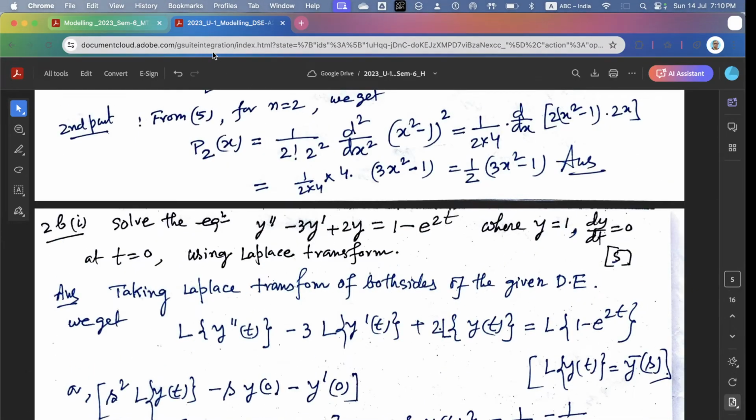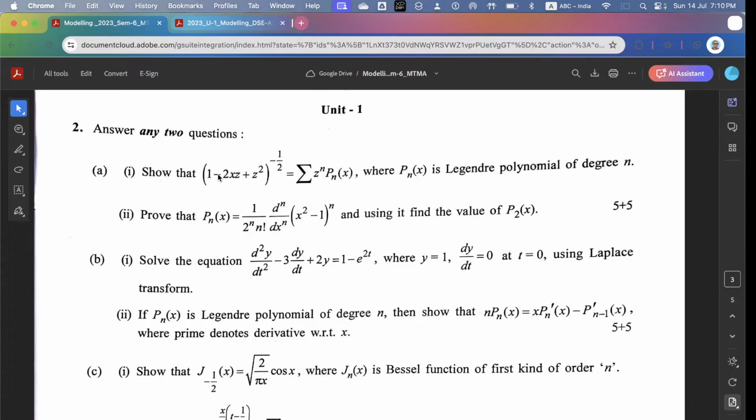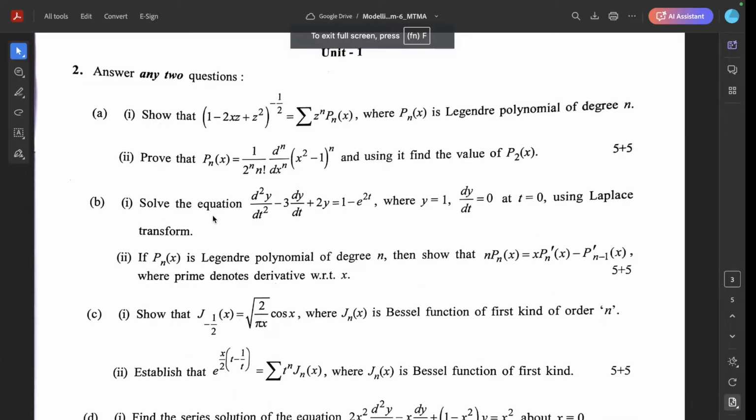Next question, question 2b1. Solve the differential equation d2y/dt square minus 3 dy/dt plus 2y equal to 1 minus e to the power 2t, where y equals 1 and dy/dt equals 0 at the point t equal to 0, using Laplace transformation.